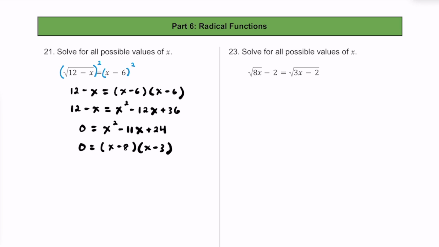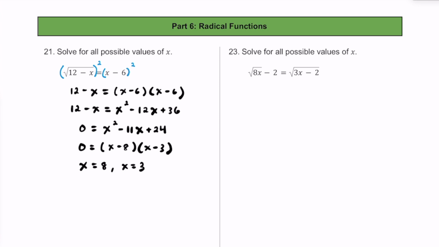Now using the zero product property, what would make each of these binomials equal to 0? Well, for this one, if x is 8, for this one, if x is 3. So our two solutions here, at first glance, are going to be x equals 8 and x equals 3. But of course, with these types of equations, these radical equations, we should check for extraneous solutions, right? So if we take this 8 over here, and plug it in to where x is, let's see if we are going to get something that is true or not.